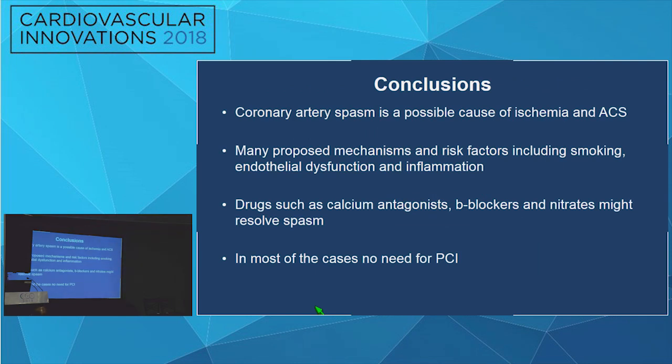In conclusion, coronary artery spasm is a possible cause of ischemia and acute coronary syndromes. Many mechanisms and risk factors, including smoking, endothelial dysfunction, and inflammation, have been proposed. Medical therapy is the gold standard treatment, and of course, in the vast majority of the cases, there is no need for PCI. FYI, the patient is doing fine. He quit smoking, and he is still under medications.